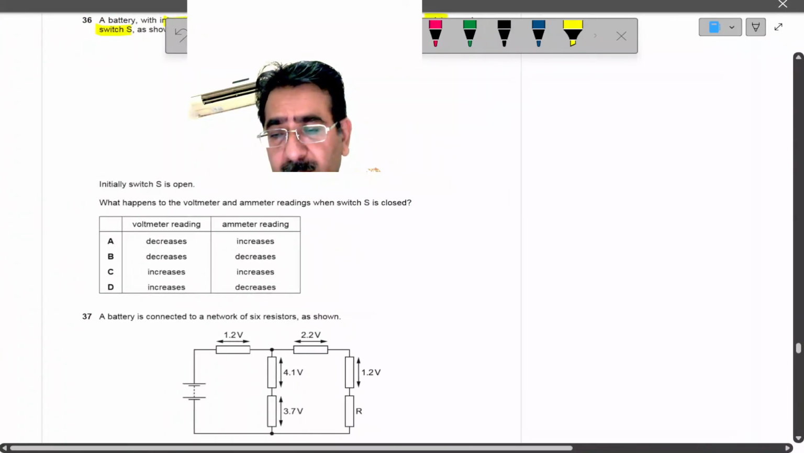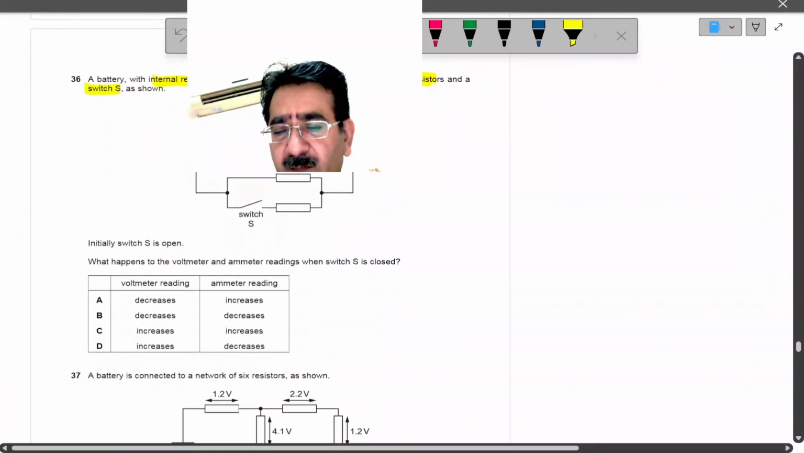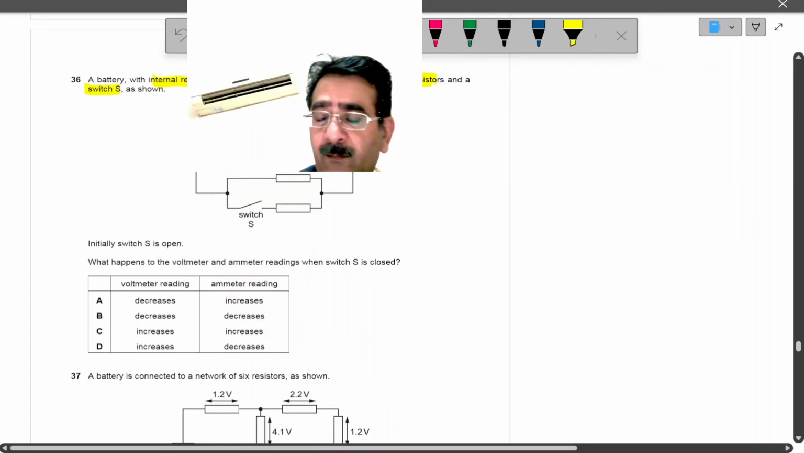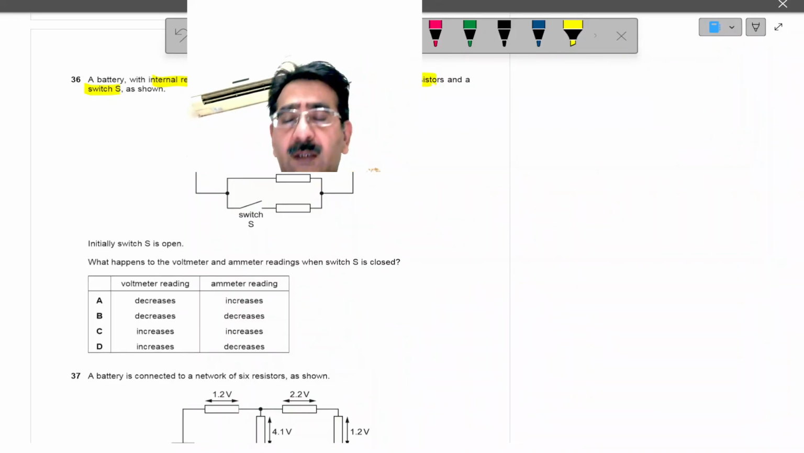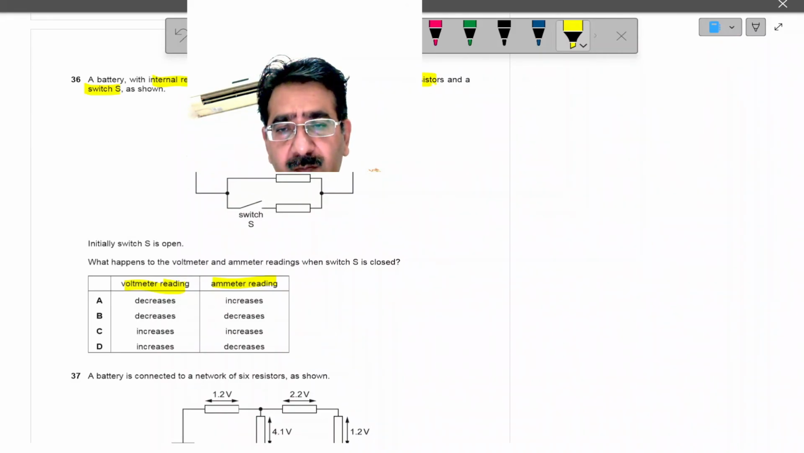Initially, the switch S is open. What happens to the voltmeter and ammeter readings when switch S is closed? We have to find the effect on the meter reading and the ammeter current. Ammeter reading means current. What will be the differences?